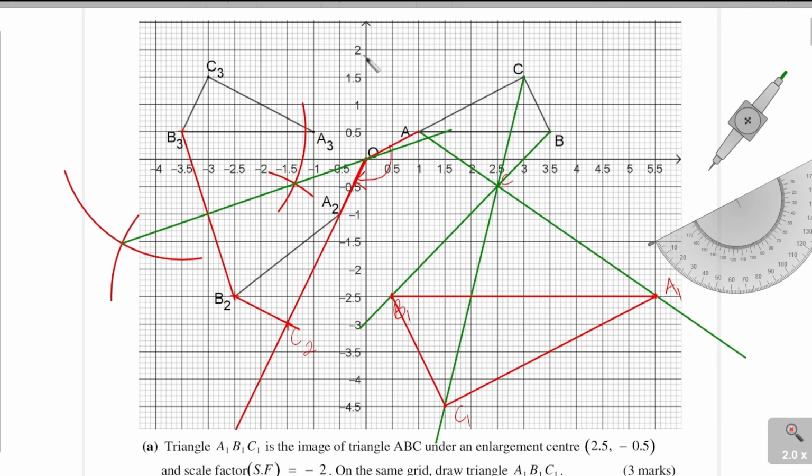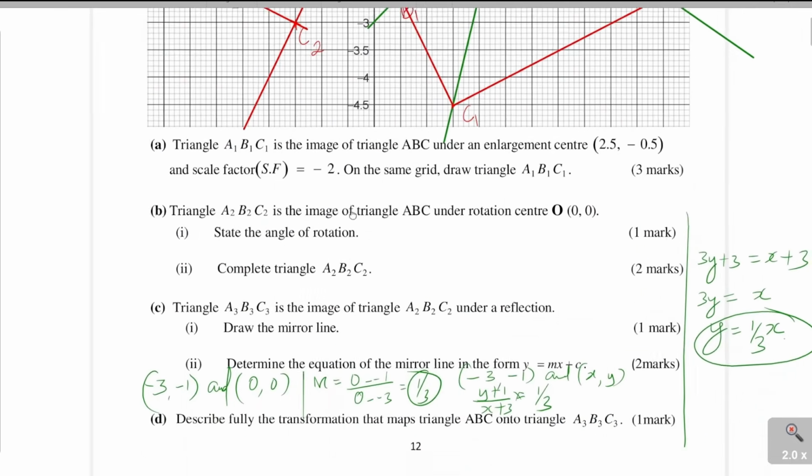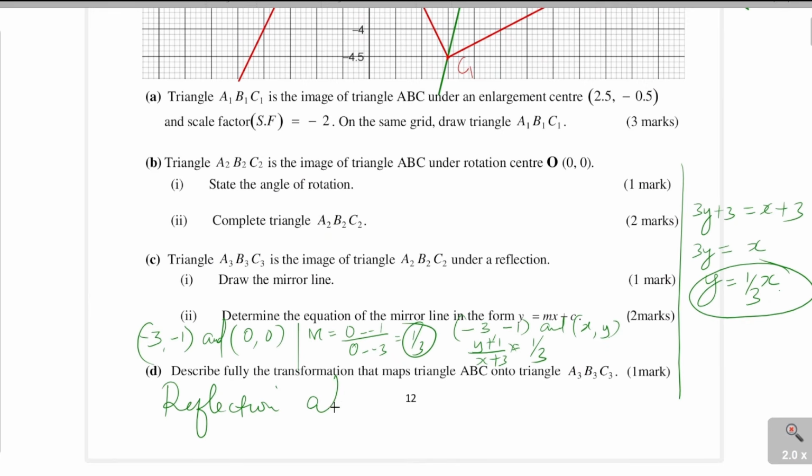When you look at them, there's a line in the middle there, and that is the one that acts as the mirror line. These 2 points, A and A3, are both equidistant from that line. Look at the squares from A to the y-axis, that is 2 squares, and from the y-axis to A3, that is 2 squares. C and C3 are the same. So this is a reflection, and the line of reflection is the y-axis, or the line x equals 0. And that is how you are supposed to solve that question.